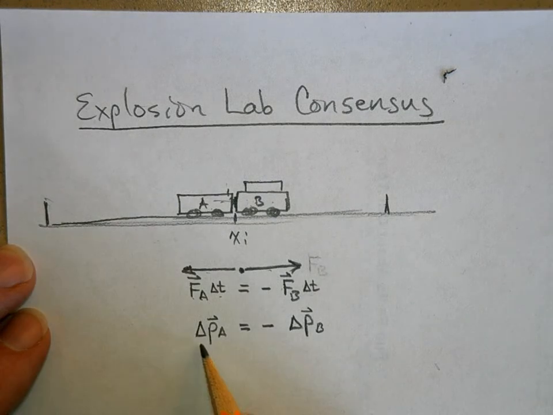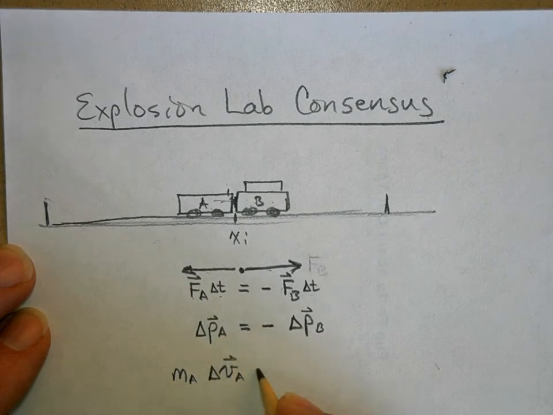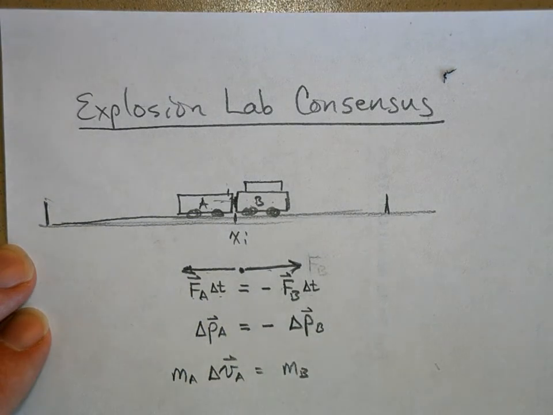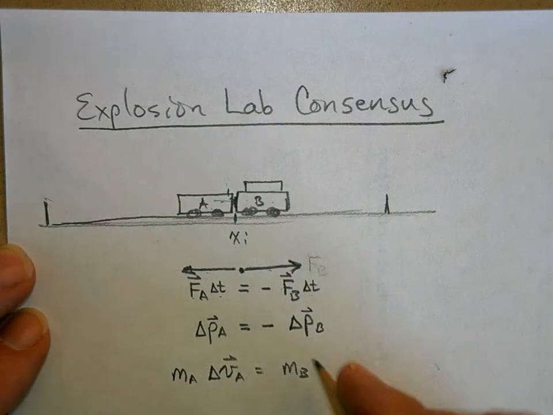Well, the masses don't change, and momentum is mass times velocity. So a change in momentum is the mass of A times the change in velocity for A. So this is the chain of logic that we're following here that's based on our theories on how forces work and how momentum and impulse are related.